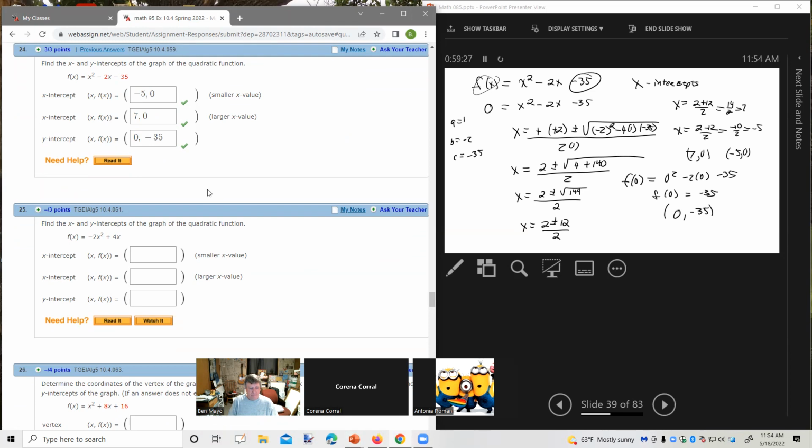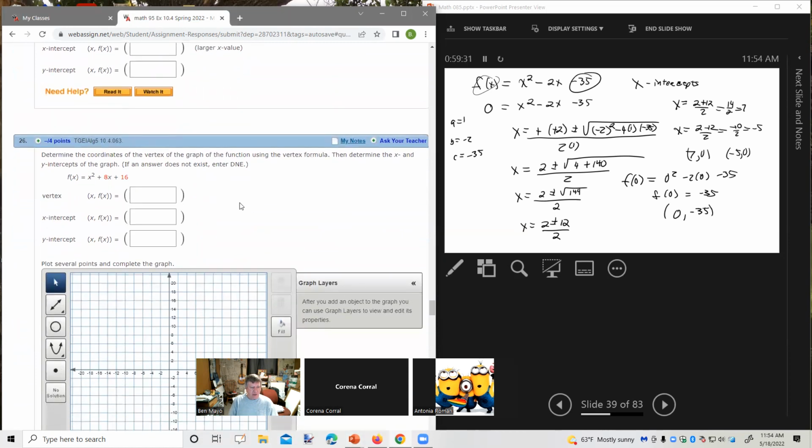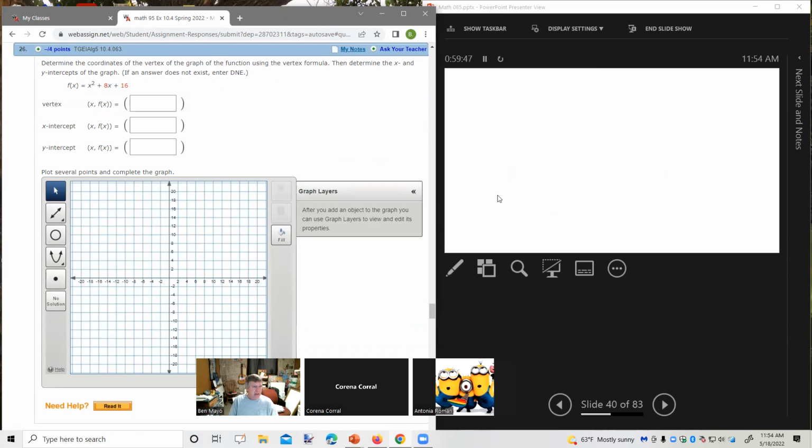Can you do another one of those? I'm going to do another one, but I'm going to do the whole thing in the context of the problem. So we're going to find the axis of symmetry, the vertex, any x-intercepts, any y-intercepts, and we'll graph it. I've got some application problems I want to go through as well. But let's take a look at number 26, okay?